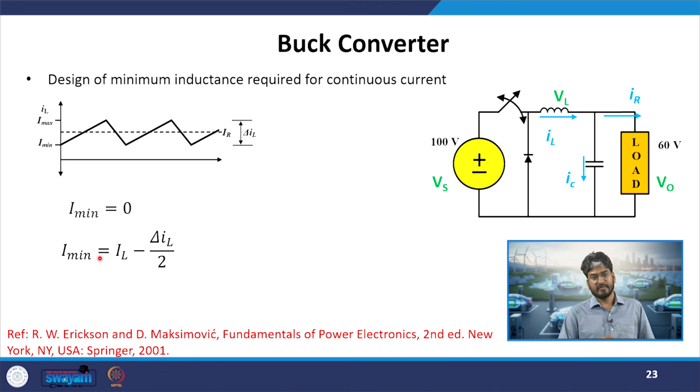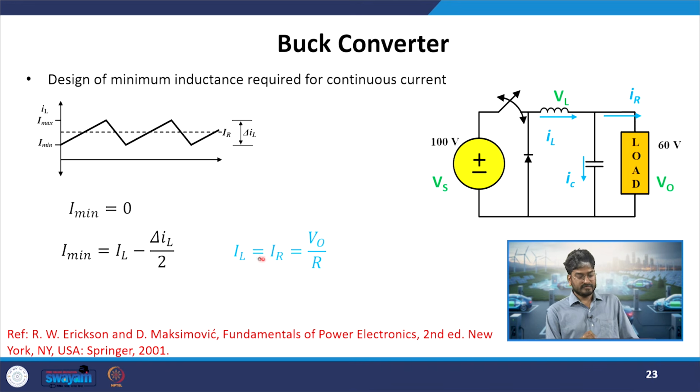So, what is I minimum? It is the average inductor current minus 50% of the variation in the inductor current. Delta IL by 2 is nothing but 50% of my inductor current variation. Here, if you see, this is the average value. The peak to peak variation is delta IL, as marked in this graph. So, 50% of that gives me the minimum value: average value minus 50% of the peak to peak ripple.